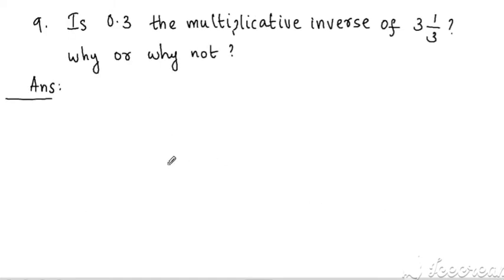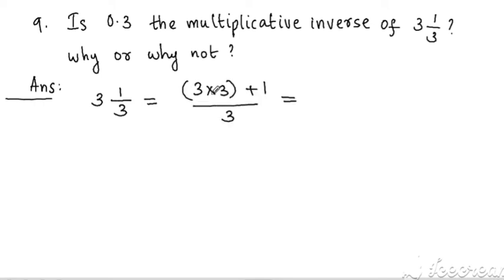We can move on to the ninth problem. Is 0.3 the multiplicative inverse of 3 and 1/3? Why or why not? Here also you have to check whether the product is 1 or not. So you can write 3 and 1/3 as 3 times 3 plus 1 divided by 3. You have to write the mixed number as an improper fraction. So you will obtain 9 plus 1, so 10 by 3.